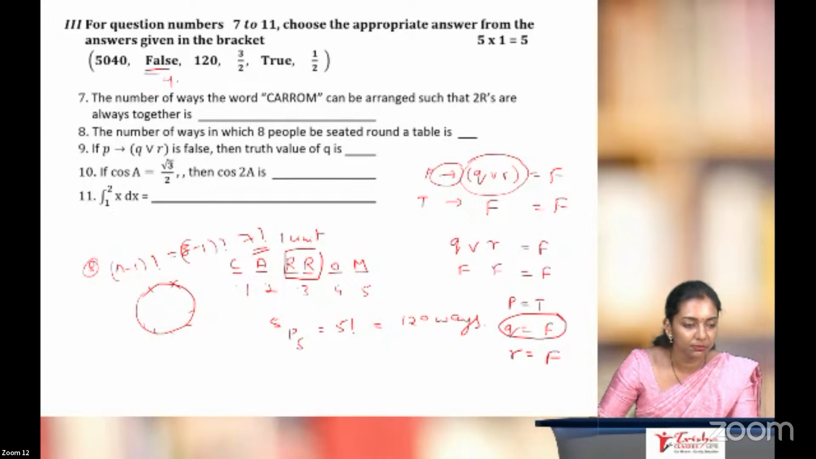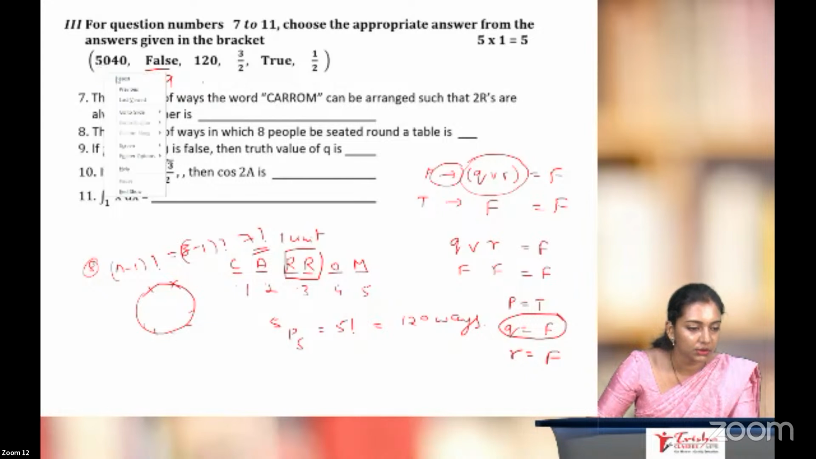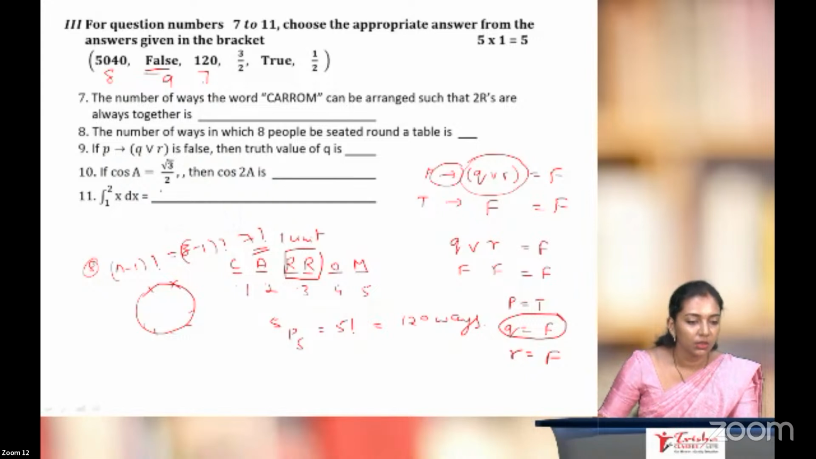Ninth one. So this is the eighth one. Sorry, seventh one. 7 factorial is 5040. This is the eighth one. Okay. Now, ninth is done. 10th one.